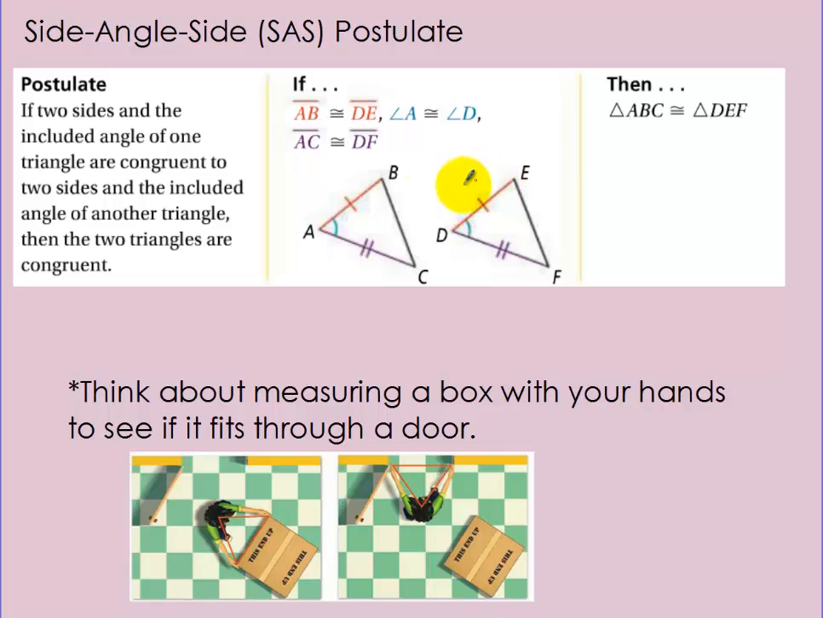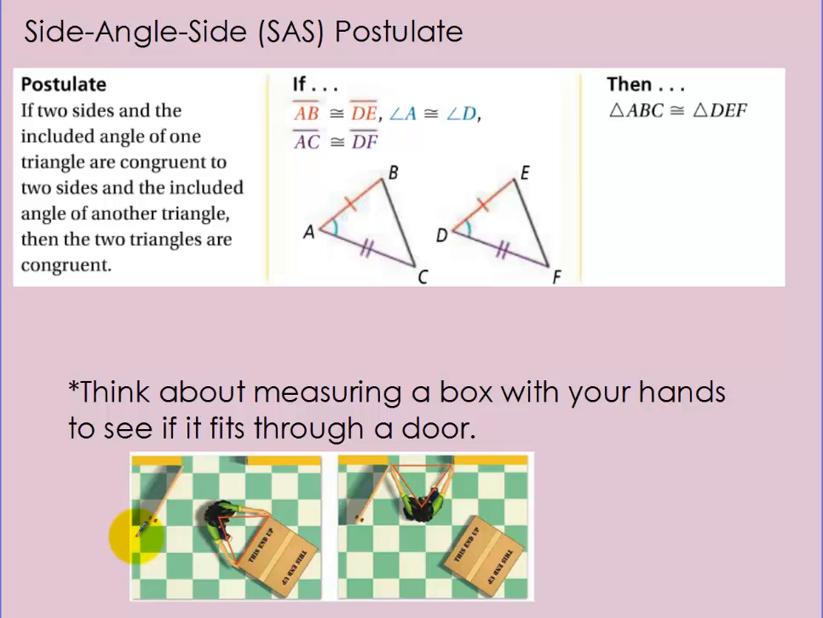Now, one way to think about this is if you're measuring a box. Like sometimes you want to see if something fits through a door. And this is a really good example. You put your hands out there, just like this picture, and you measure it, and then you twist your body to see if it'll fit through the door. That's basically what you're doing, the side-angle-side postulate.